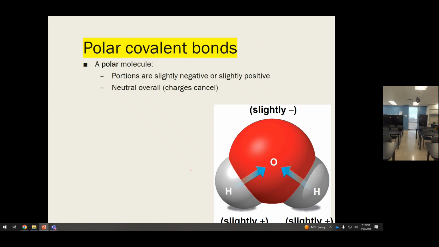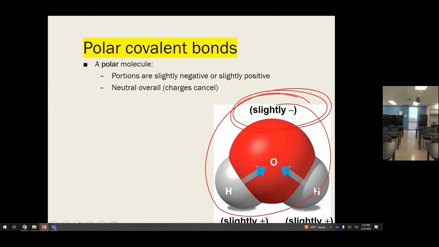Let's talk about polar covalent bonds. This is water. Water is a polar molecule. The oxygen side of the molecule, this side right here, is slightly negative. And the other side of the molecule with the hydrogens is slightly positive. Most molecules with oxygen are polar because oxygen is a very strong atom. Oxygen and hydrogen in the water molecule are sharing electrons, but they are sharing them unevenly.